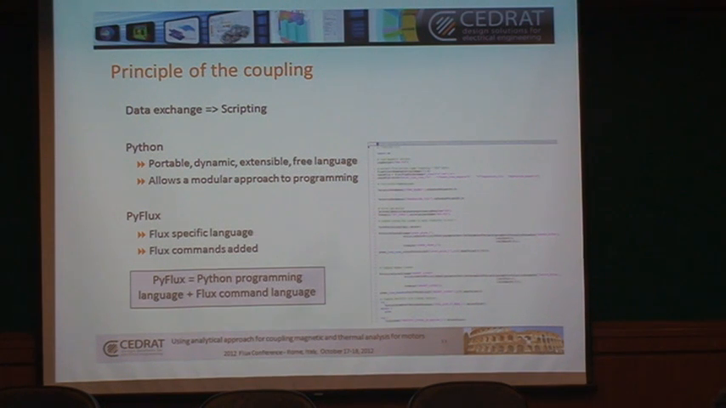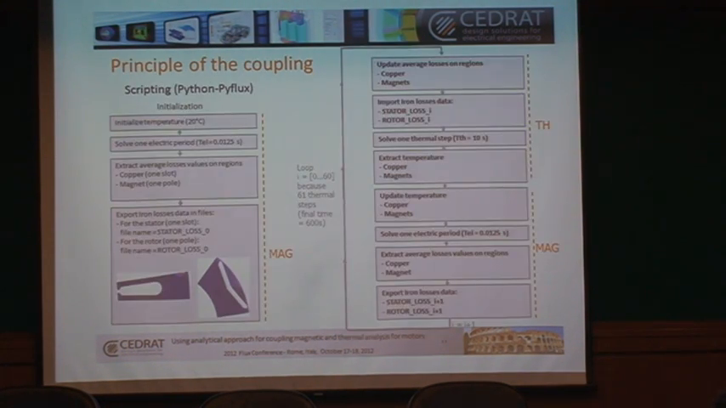And here is how it works. So initialization at 20 degrees, then we solve one electrical cycle, we extract the losses: copper in one slot, magnet in one pole. With this, we actually compute one slot and one pole. So that's right at the beginning here.